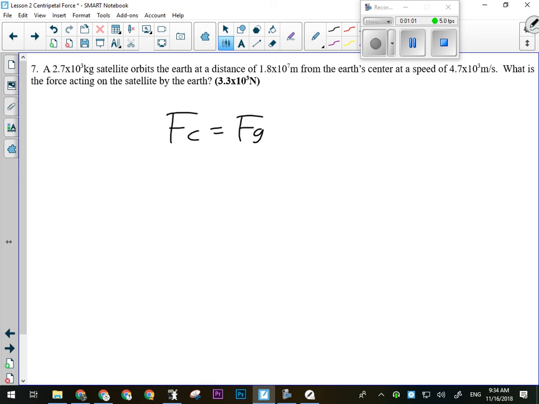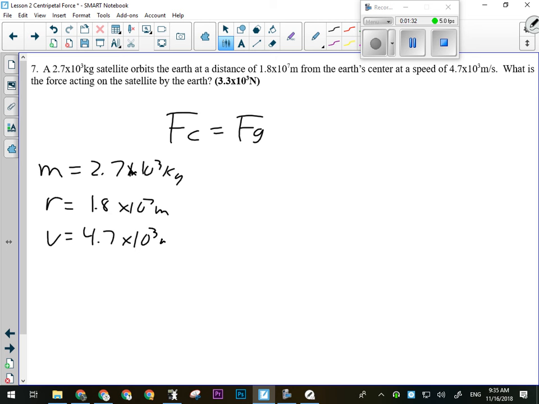But this particular question tells me the mass of the satellite, 2.7 times 10 to the 3 kilograms. It tells me that it's at a distance of 1.8 times 10 to the 7 meters from the Earth's center, which would be the radius. That's the orbital radius. It's always measured from the Earth's center, not from the Earth's surface. And it's moving at a speed of 4.7 times 10 to the 3 meters per second.